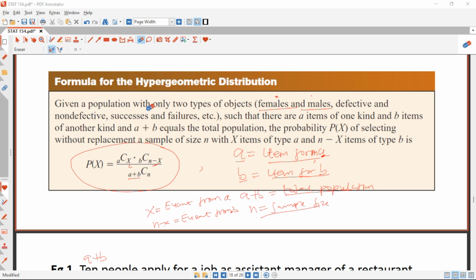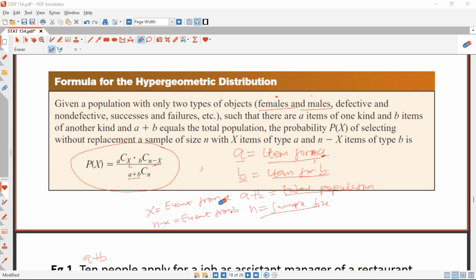So for instance, a given population with only two types of objects, right? For instance, we have female and male, defective and non-defective, success and failure, right? Right now we'll be using male and female to make it very simple for you guys to really understand, right? So the A here will be the items from A, and we are using A to represent the females. So it will be the items from the females, and the B will be the items from the males, right? And then A plus B will be the population. When we add the females and the males, it will be the total population.